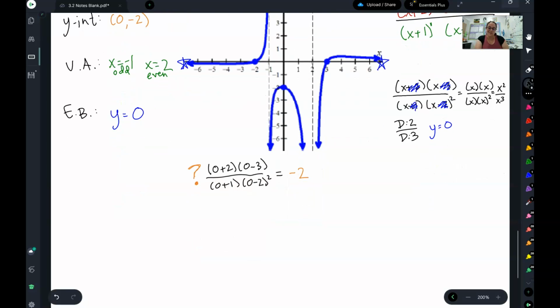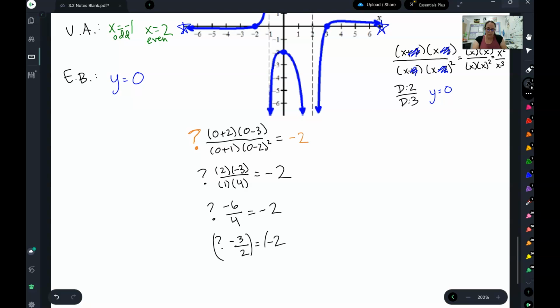And I'm going to go through this and solve for that question mark, the number that should go out in front. So I have question mark, 0 plus 2 is 2, 0 minus 3 is -3. Don't forget those are multiplying parentheses. 0 plus 1 is 1, 0 minus 2 is -2, squared is 4. And this should equal -2. So I have 2 times -3 is -6, over 1 times 4 is 4, which is -3/2 if I simplify it.